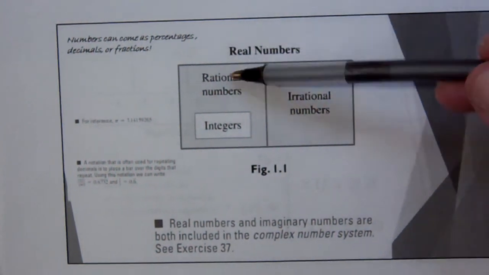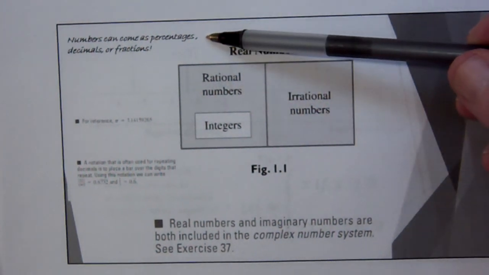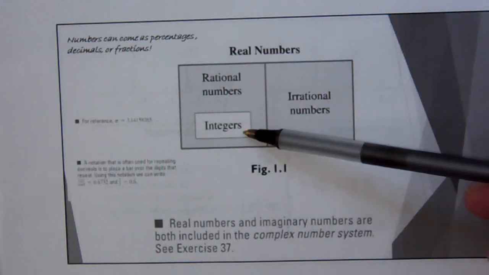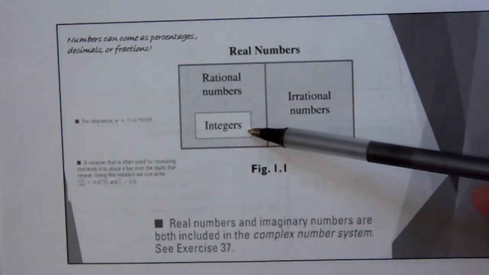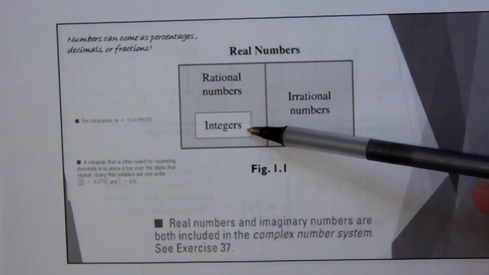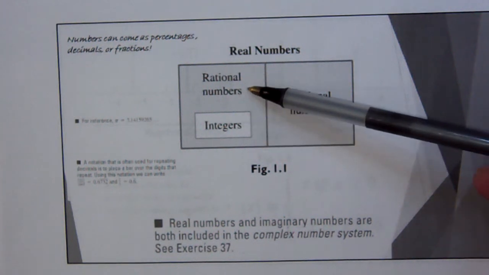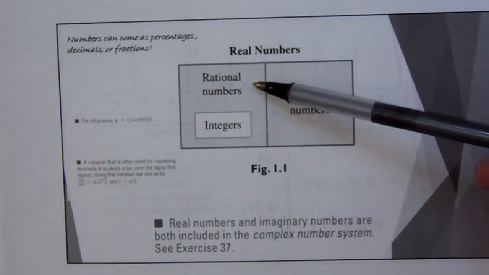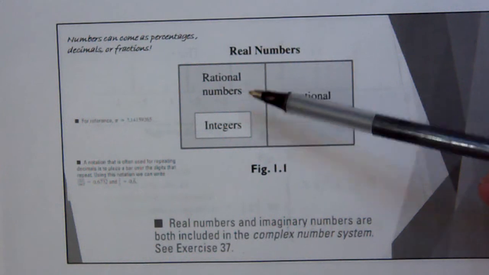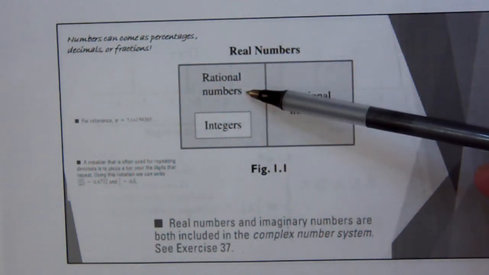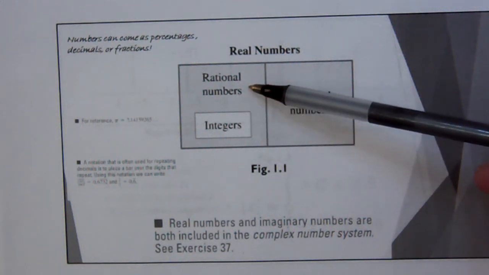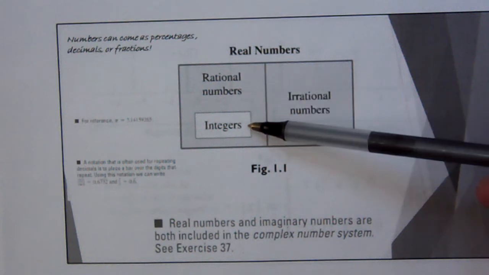Numbers come to us as percentages, decimals, or fractions. They include integers, 0, plus or minus 1, plus or minus 2, plus or minus 3, and so on, and also come as ratios of integers called rational numbers. Previously, you learned that every integer is a rational number. Realize that 4 is the same thing as 4 over 1. But some rational numbers, like 2/3, are not integers.